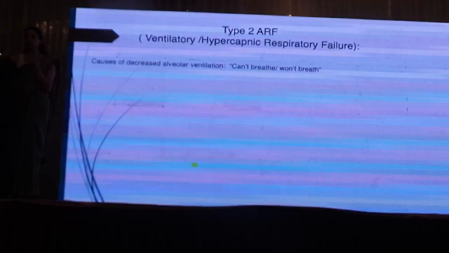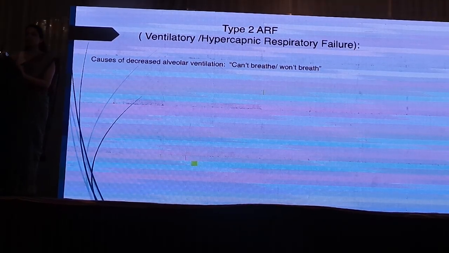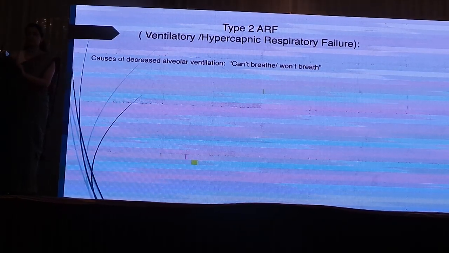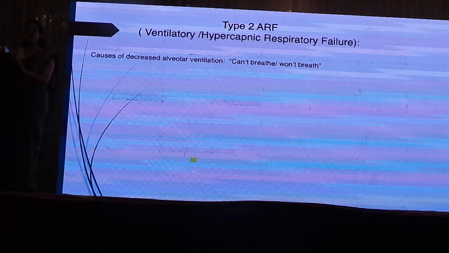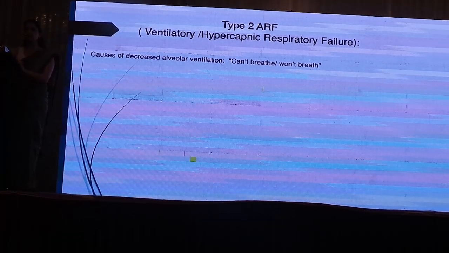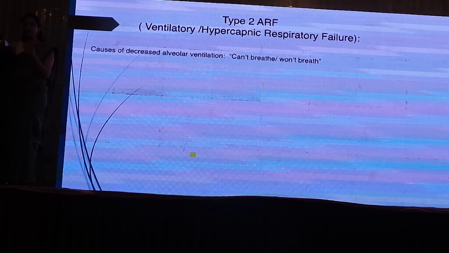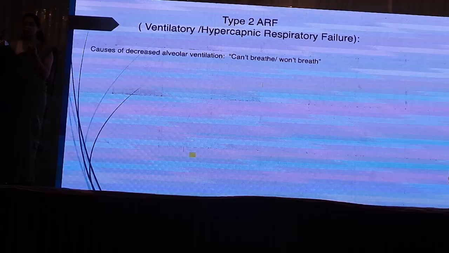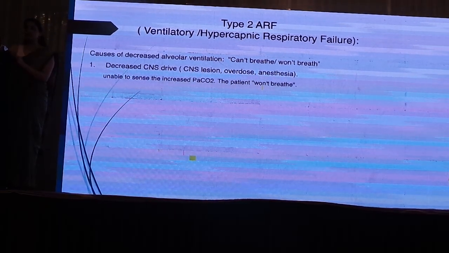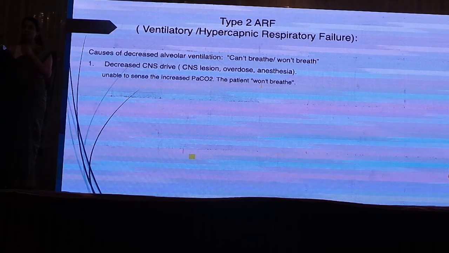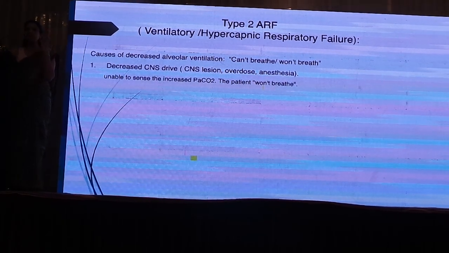Now why should they be? So let's look into the pathophysiology a little more. Causes of decreased alveolar ventilation. So there will be two kinds of situations where a patient either can't breathe or a patient won't breathe. What's the difference? So number one is decreased CNS drive. Basically from the respiratory center there is decreased respiratory drive.